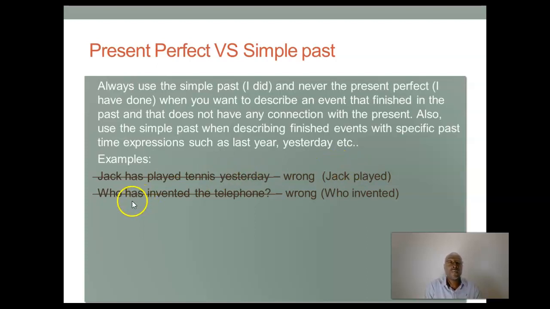Now, second example, who has invented the telephone? This sentence is wrong too, because the telephone was invented a long time ago. You see, it should be who invented, not who has invented. It's not a recent event. Therefore, you should use the simple past.